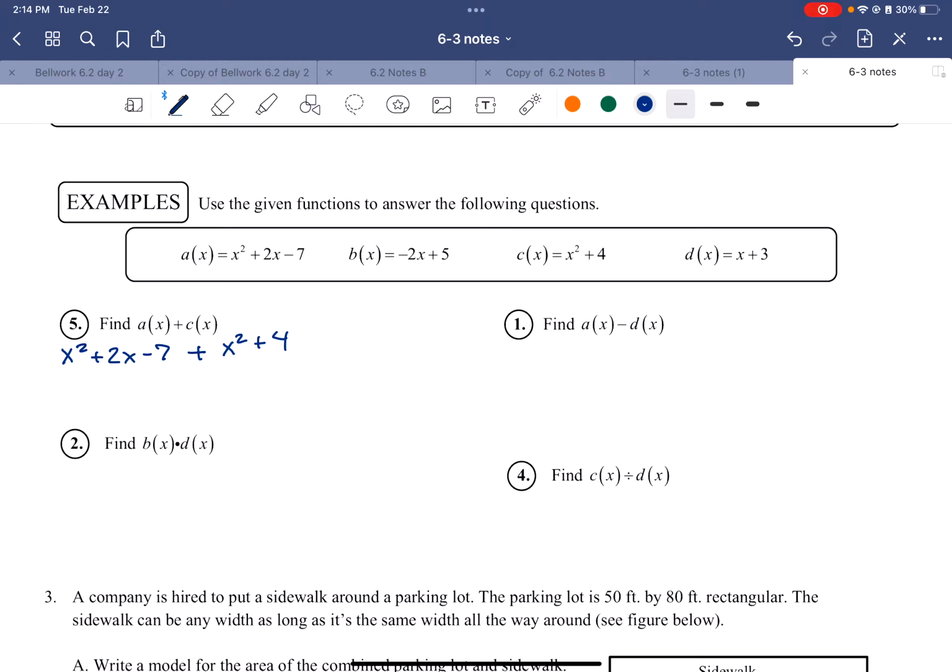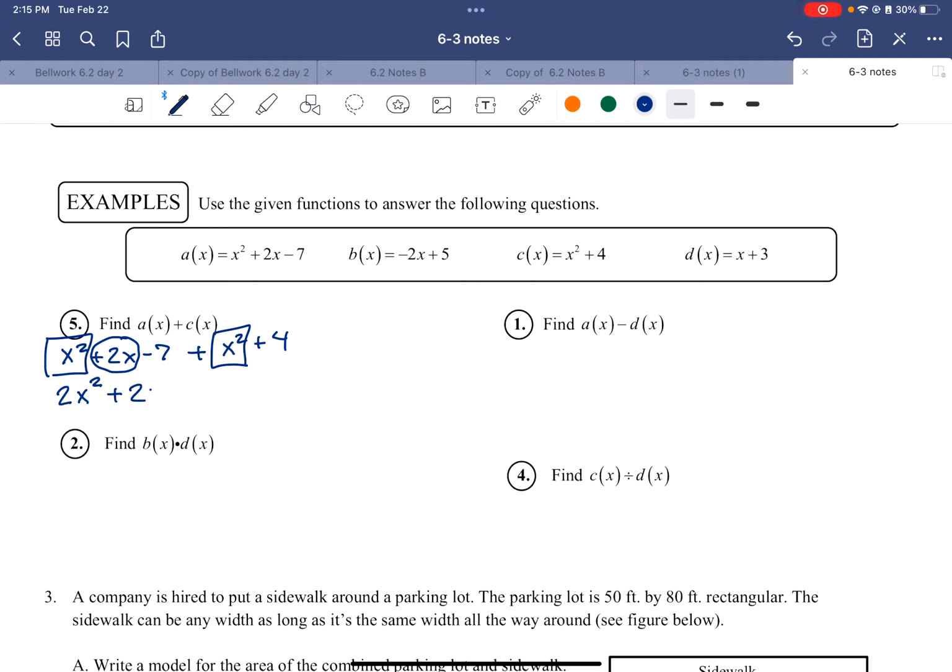All right, so to add our 2 functions, it's pretty simple. All we're going to do is find our like terms and put them together. Sometimes I like to keep track of my like terms by boxing my x squares. So I have an x squared and an x squared, so altogether I have 2 x squares. And then how many x terms do I have? I have 2 there.